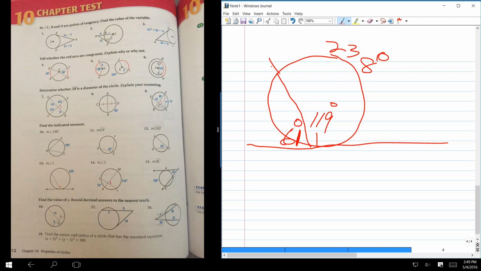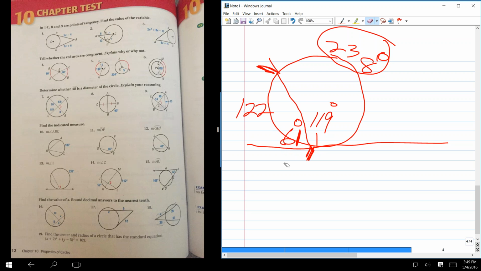And what is the measurement of this arc? If this one is 238, what's this one? Subtract that from 360. 122. Yeah, 122, which would make this angle 61, which it is. So we have to have done everything correctly.